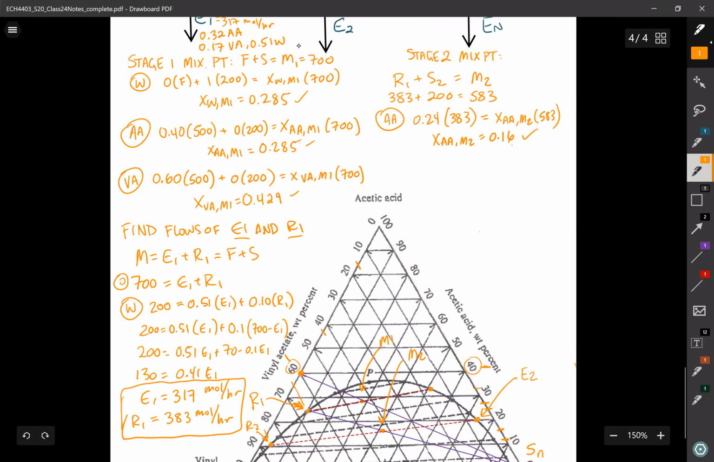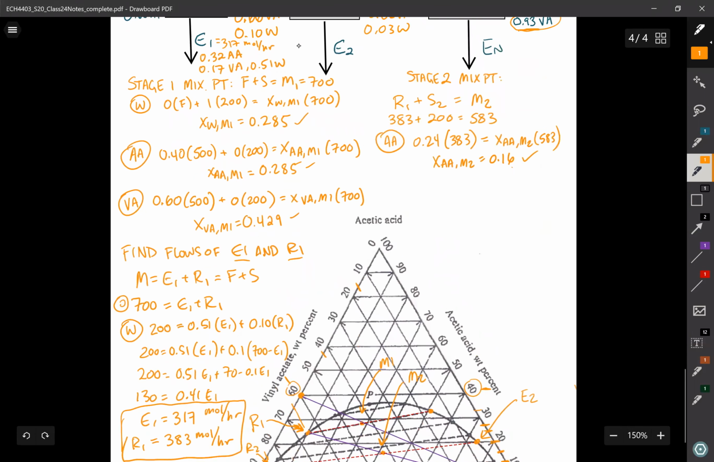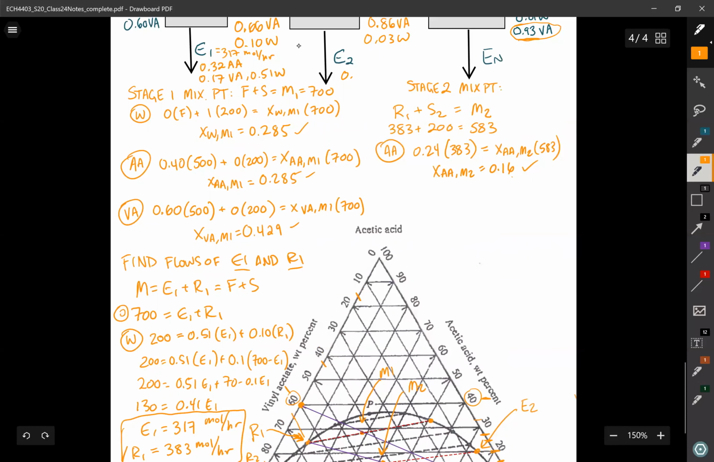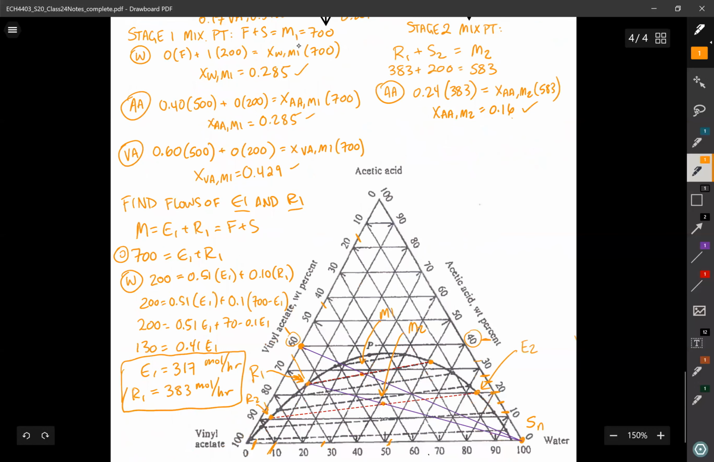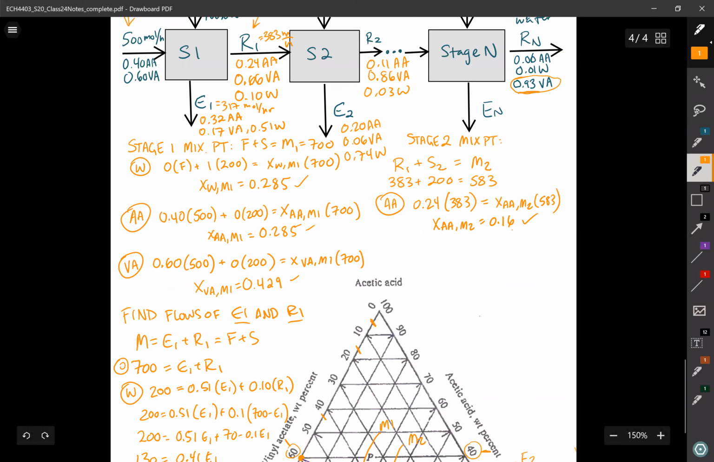And now I'll do my E2. So my E2 composition, I got 20% acetic acid, 0.22 acetic acid. I've got, let's see, 6% vinyl acetate up here, 0.06 vinyl acetate, which leaves the last 74% to be my water.